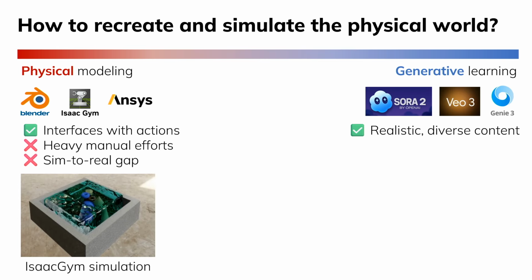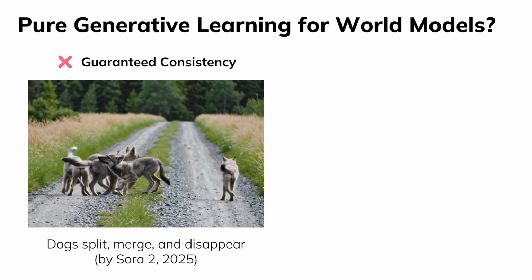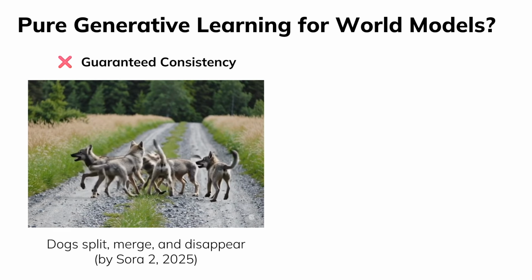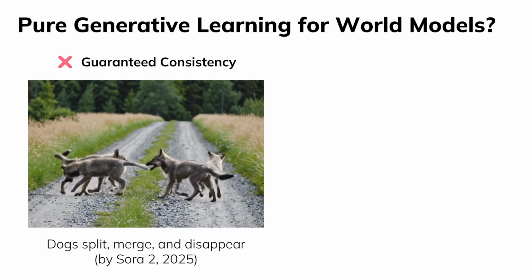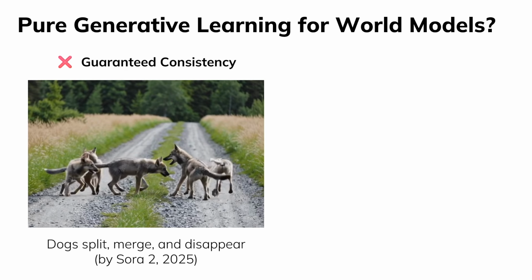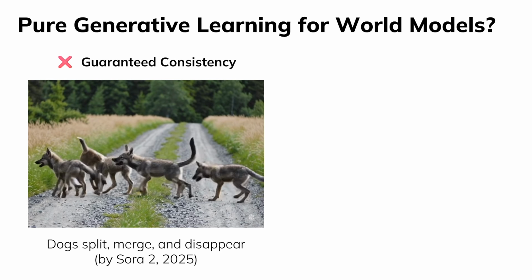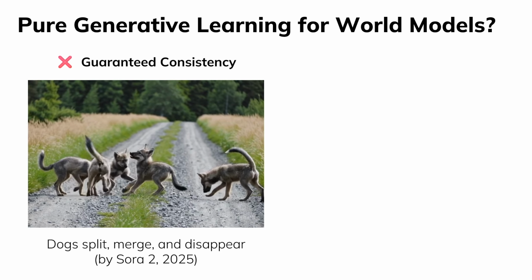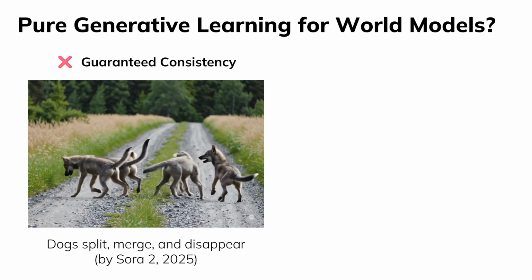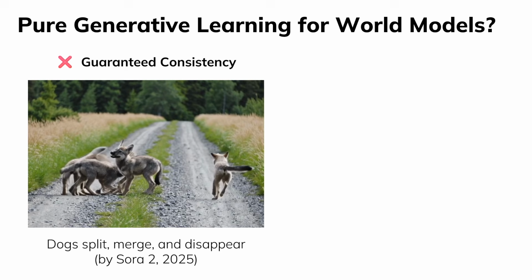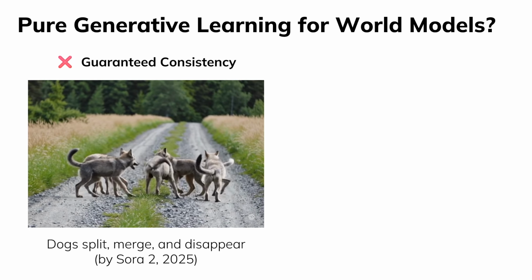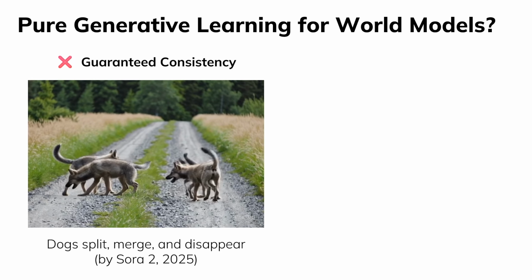But these models also suffer from fundamental limitations. The first fundamental issue is that there's basically no guarantee of physical consistency. Now, in this example, I ask Sora 2 to generate the scene where you have multiple dogs. But you can see that multiple dogs can merge into one dog, and one dog can split into multiple ones. And then a dog can disappear after occlusion has happened.